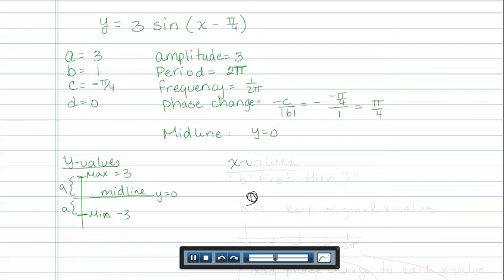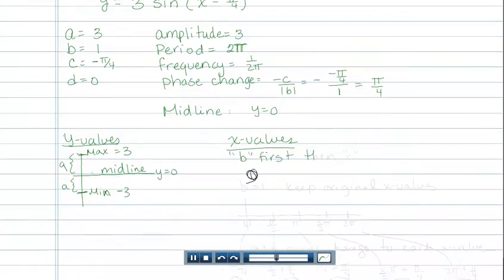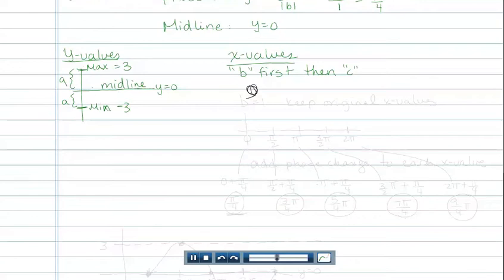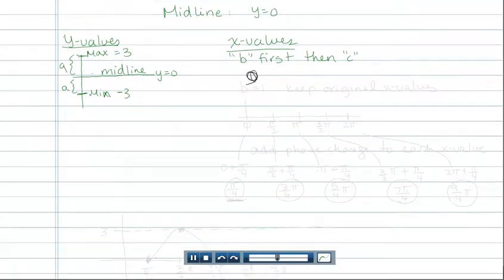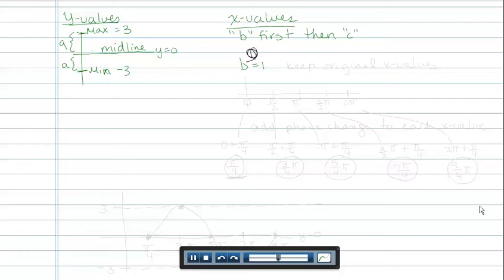Then you have to get the x values. Remember what I said in class, you have to consider B first, then C. Alright, so looking at B, B equals 1. B equaling 1 means keep your original x values. So the original values are 0, we end at 2 pi, and the ones in the middle are pi halves, pi, and 3 halves pi. So now you have the x values. This is the B effect.